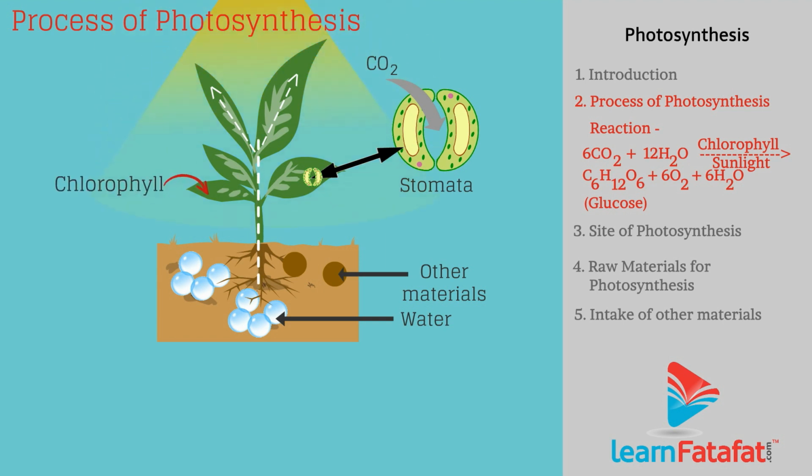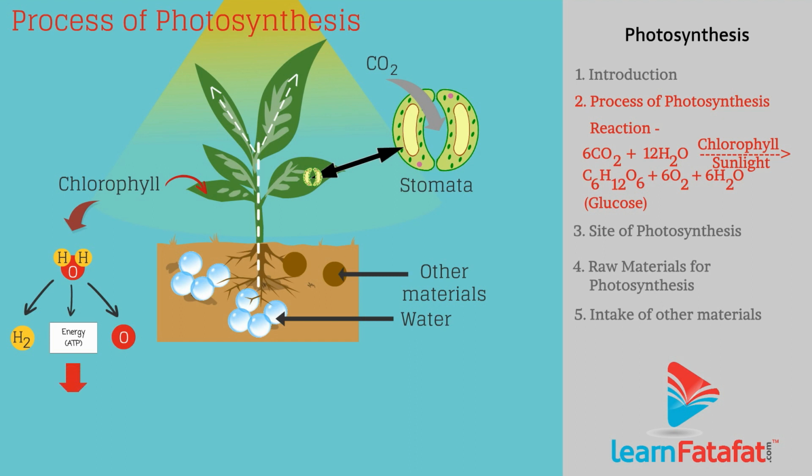Chlorophyll pigment absorbs sunlight. With this energy, water molecule is broken down into hydrogen and oxygen, releasing energy in the form of adenosine triphosphate, that is ATP. This energy is used for the reduction of carbon dioxide to carbohydrates.